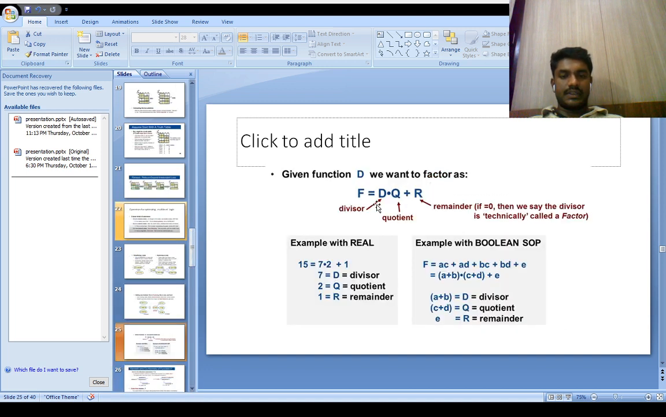Every function can be written as divisor into quotient plus remainder. For example, if we take f is equal to ac plus bt, a plus b is simplified like this. This is the divisor and remainder. Writing the function like this is very easy to understand. They have divided it like this: divisor, quotient and remainder.